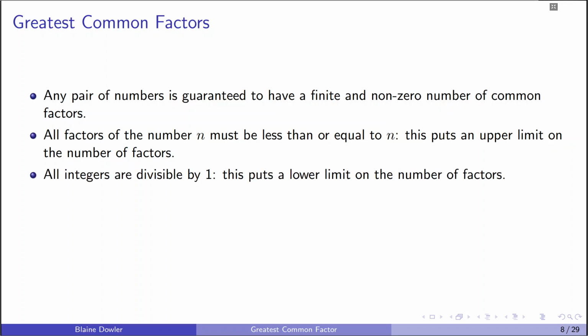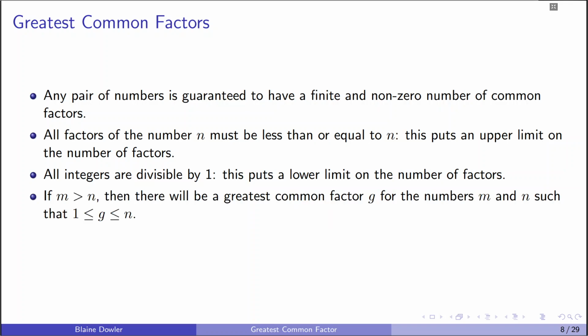All integers are divisible by 1. So there's our lower limit on the number of factors. 1 might be the only factor they have in common. You take two prime numbers, 1 will be their only common factor, but it'll be there.